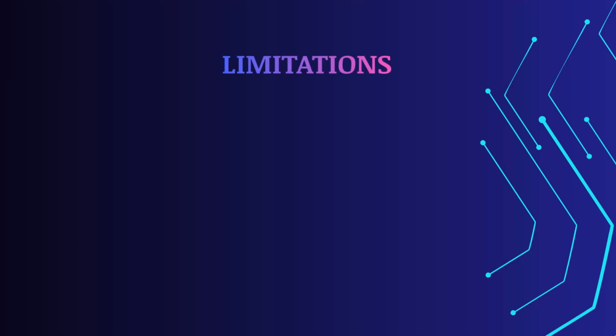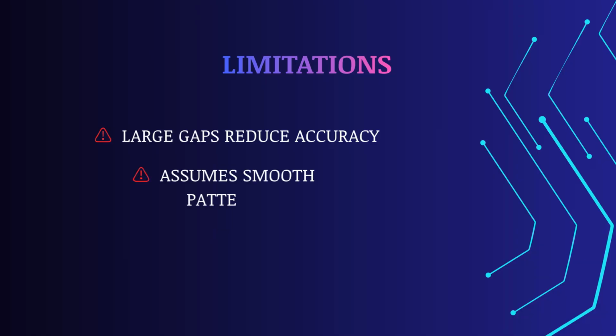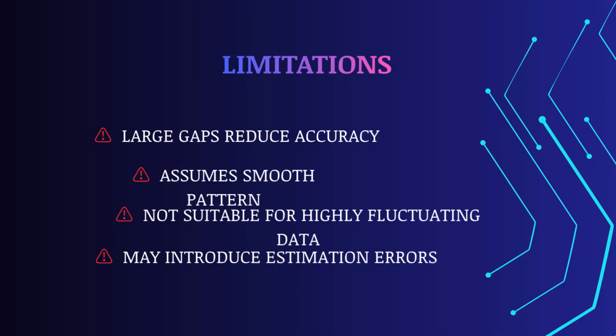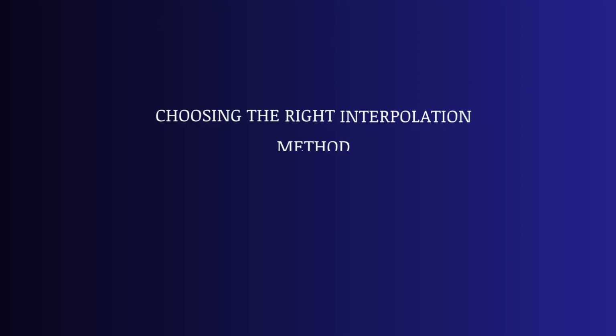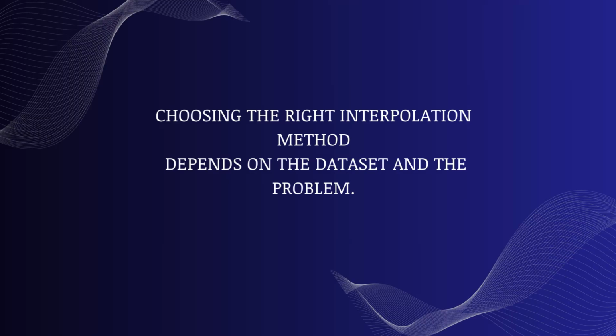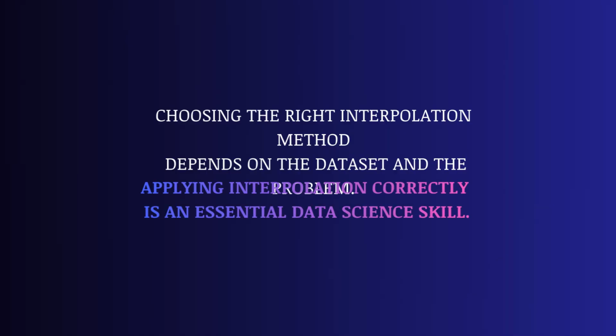However, interpolation also has limitations. If the missing gap is very large, interpolation may not give accurate results. It assumes that the pattern between known data points continues smoothly, which may not always be true. In highly fluctuating or unpredictable data, interpolation can introduce estimation errors. Therefore, selecting the correct interpolation method depends on the nature of the dataset and the problem we are solving. Understanding when and how to apply interpolation is an important skill in data science.